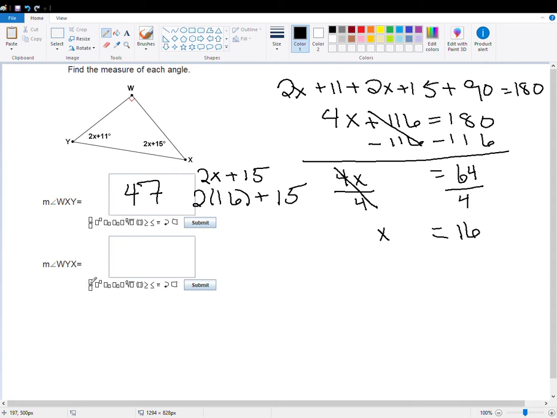I'm going to do the same thing for the next one. WYX is 2x plus 11. So I'm going to put 16 in for x, so 2 times 16 plus 11. And when I do that math, I get 43 degrees.